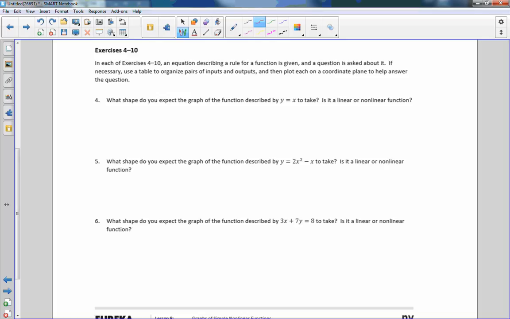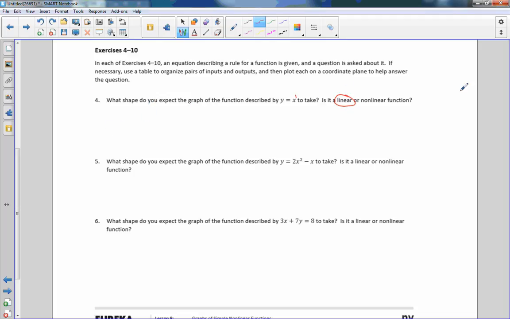Exercise 4 through 10. Okay, in each of these exercises 4 through 10, an equation describing a rule for a function is given and a question is asked about it. If necessary, use a table to organize pairs of inputs and outputs and then plot each on the coordinate plane to help answer the question. What shape do you expect the graph of the function described by y equals x to take? Is it linear or nonlinear? Well, x is a power of 1, so I will say it is linear.